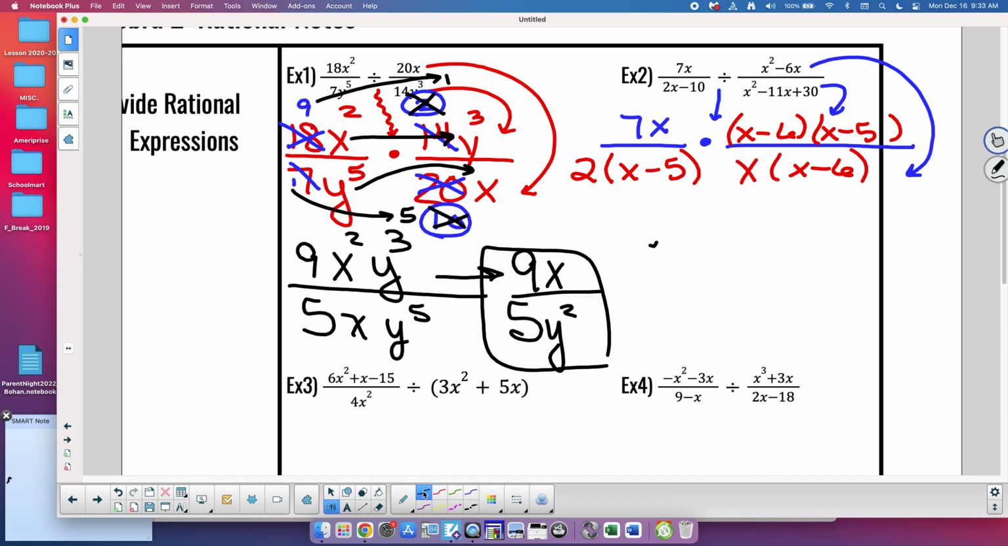I got this number same as this number. Cancel. Tell me what to cancel. X minus 6. For the next minus 6, put 1 over 1. X minus 5 with x minus 5. Put 1 over 1. What else?